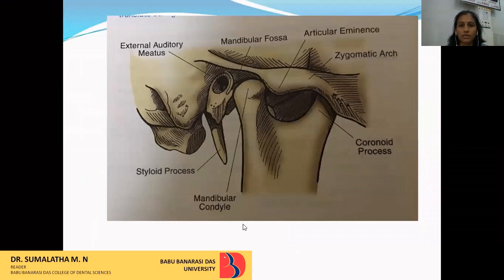As we see in this diagram, these are a few landmarks that you should know. This is the mandibular condyle that usually articulates with the mandibular fossa, and this is the external auditory meatus, styloid process, and this is the articular eminence. Whenever the patient opens the mouth, the condyle will move in front of the articular eminence. This is the zygomatic arch, and this is the coronoid process of the mandible.